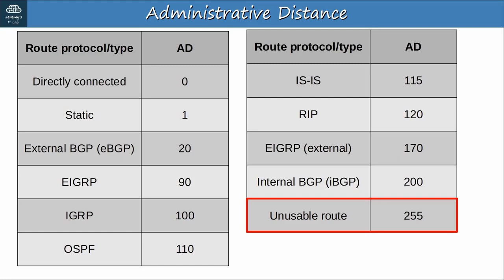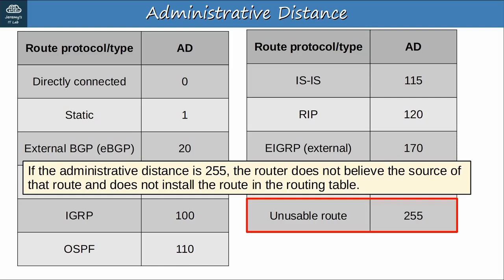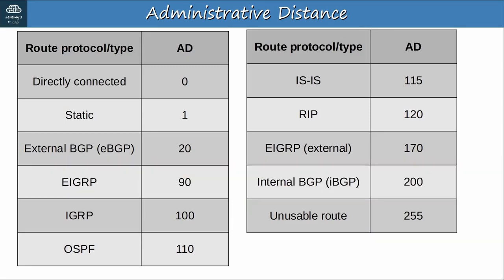Here's a quote from Cisco. If the administrative distance is 255, the router does not believe the source of that route and does not install the route in the routing table. So, make sure you memorize these. If you're not using the flashcards, I really think you should for things like this. Without flashcards, it might be difficult to memorize these. But if you use the flashcards, it's quite easy.